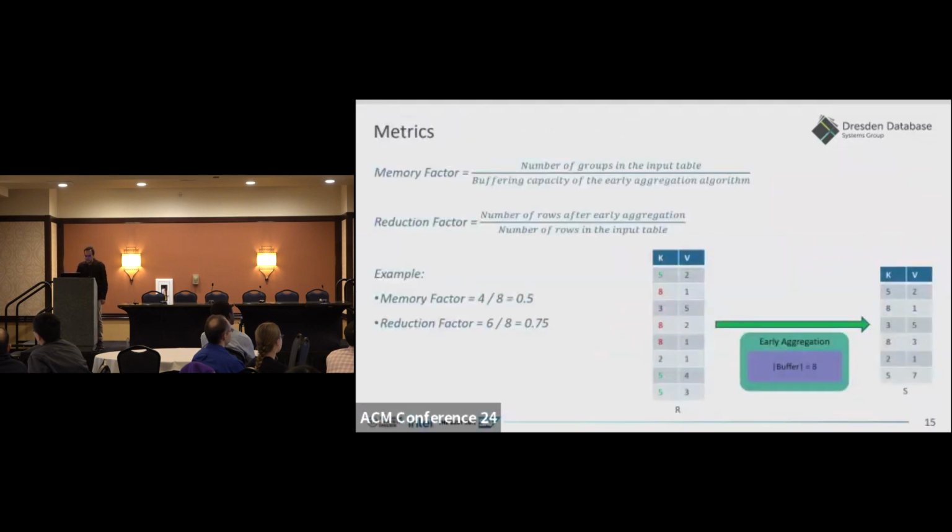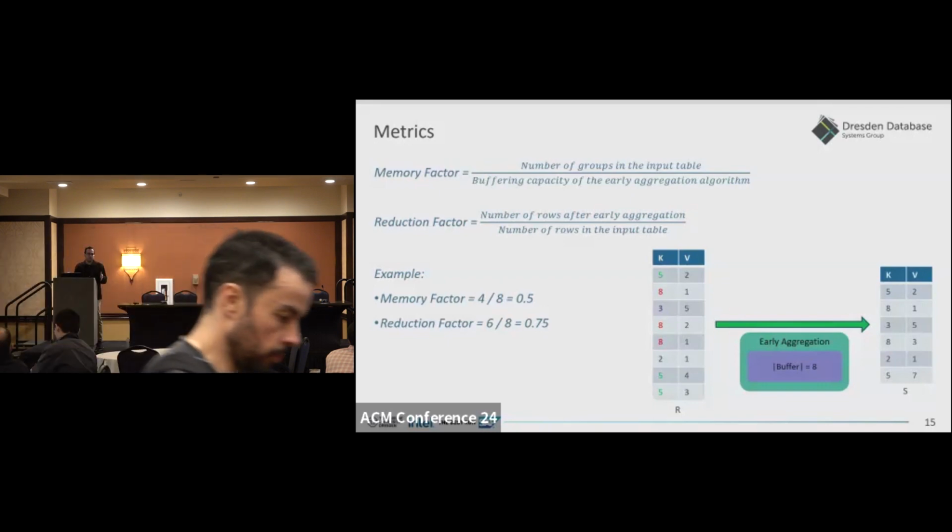Now, these are the metrics we use in our simulations, which I'll illustrate through this example. On the left, you have table R, which is the input to the early aggregation algorithm. Now, the early aggregation algorithm has a buffer of size 8, so it can hold 8 rows or groups at a time. On the right, you have the result. So here are the metrics. We have memory factor, and that is the number of unique rows or the number of groups in the input table, which I have here color coded. So there are 4 of them, divided by the buffer size of the early aggregation algorithm.